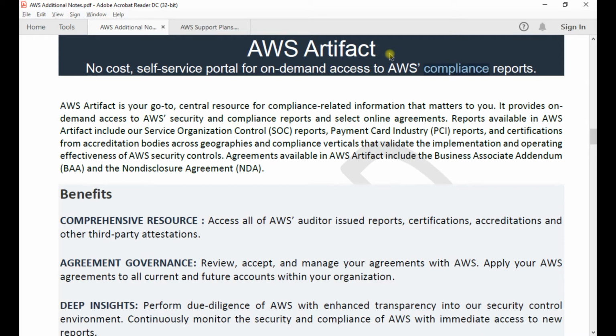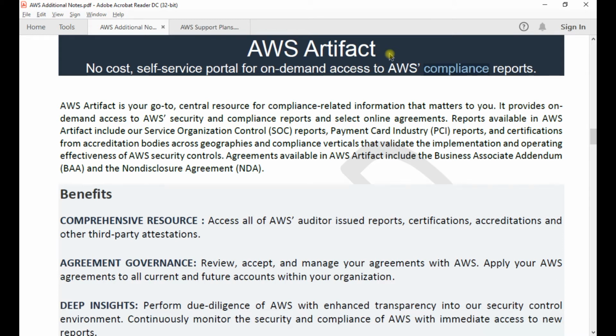Naturally, for doing these audits, agreements are also available. If Amazon sees the audit reports, they may even discuss them with the clients. So the agreements available with Artifact include the BA and NDA, the business associate addendum and the non-disclosure agreement. What that means is that whatever information is shared between you and Amazon will not be shared with others. That is the biggest advantage of a non-disclosure agreement. Every person also signs this NDA when they join an organization. Whatever the business-related activities are, we don't discuss them.